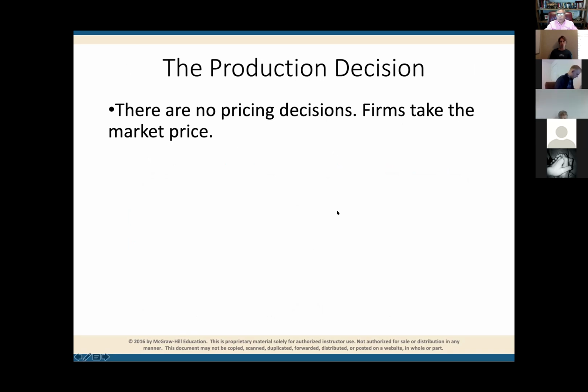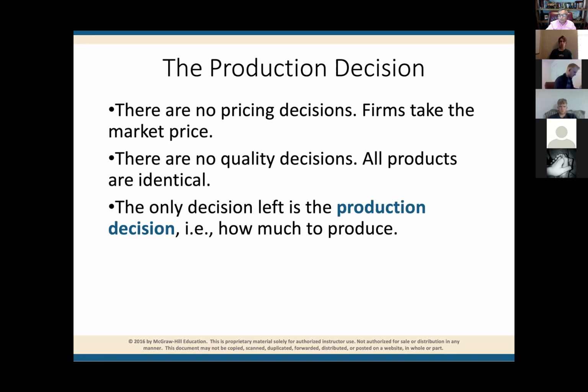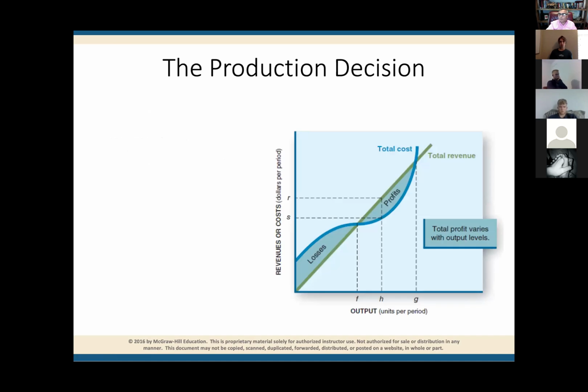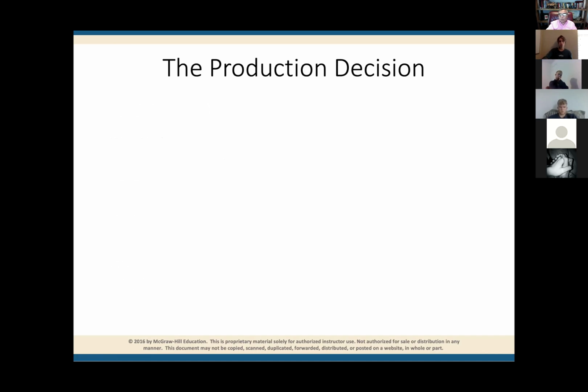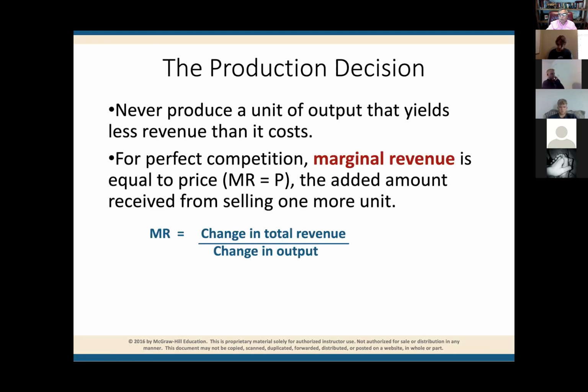So then for you, there are no pricing decisions. You don't get together with your marketing managers and say, okay, what will be the best price to charge? So then the only decision for perfect competitive companies is how much we're going to produce. And you don't even have to worry about the quality of your product, because the product is identical to all the other producers. So then the only decision left is production decisions, right? And how do you do it? Well, you stop producing where marginal cost equals marginal revenue.